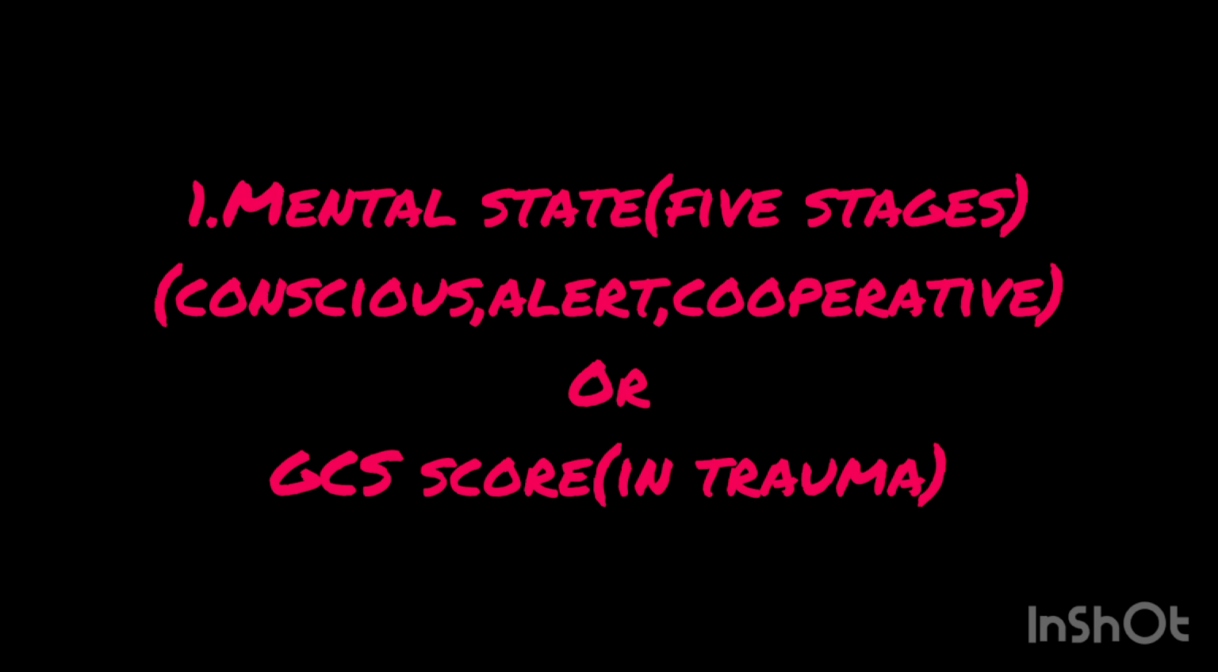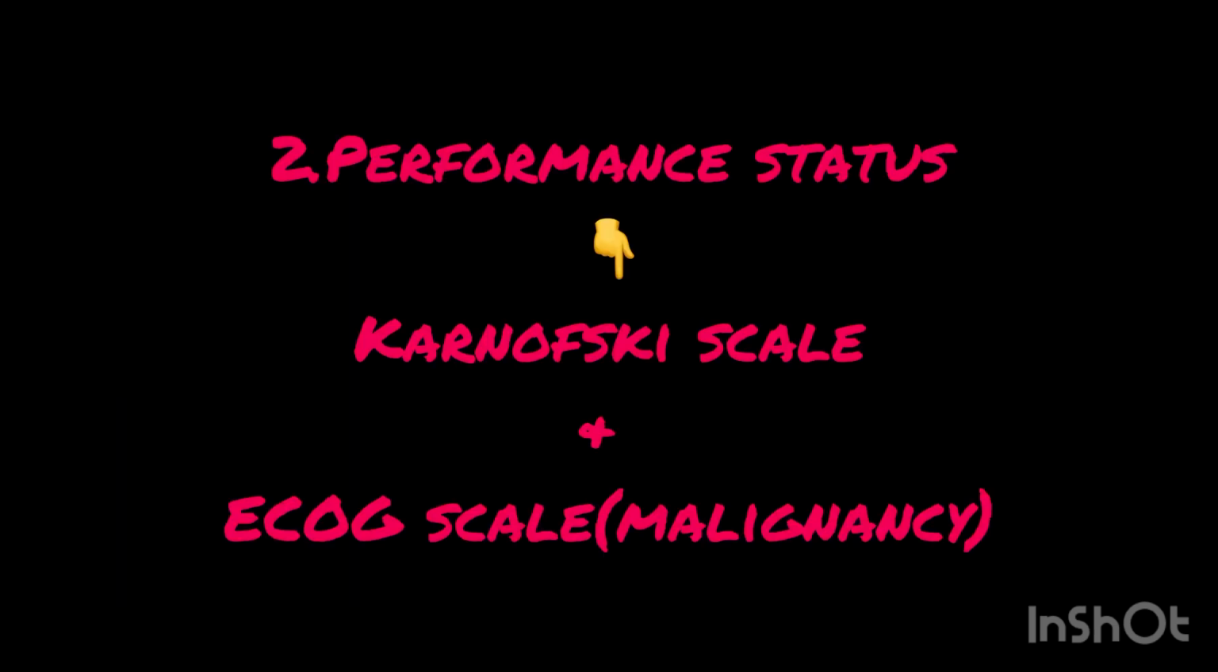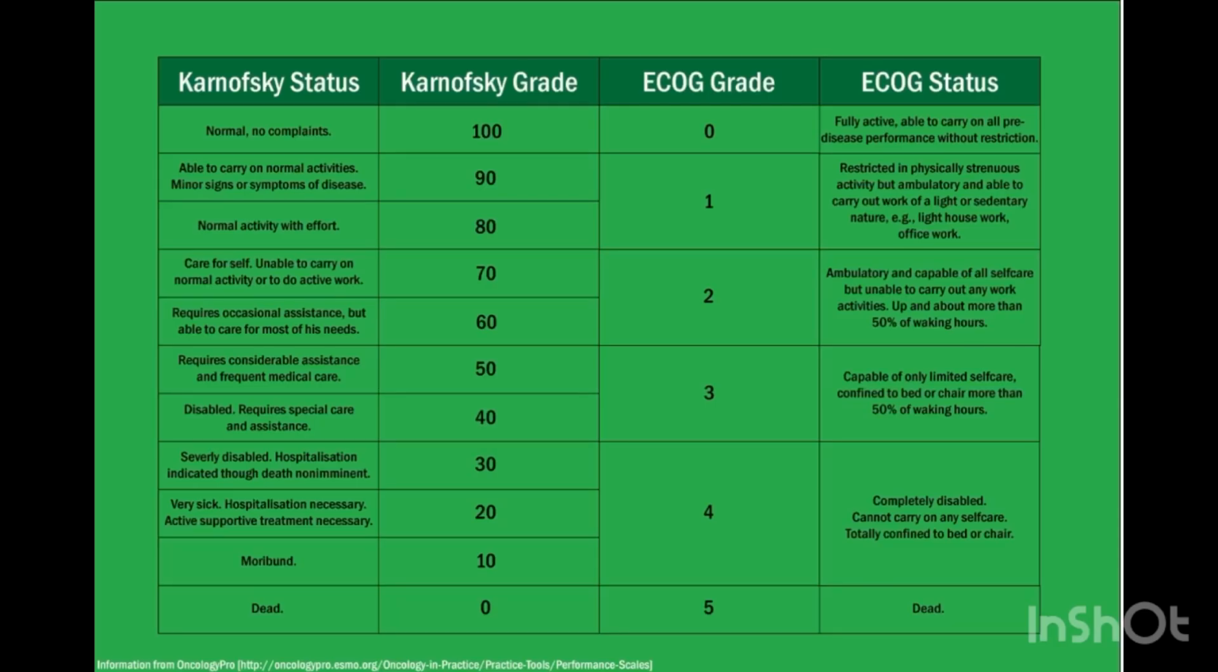So it has one parameter like mental state or GCS score. Mental state has 5 stages. So if the patient is not fully conscious and oriented, you can stage it. Then the second parameter is performance status. It has Karnofsky scale or ECOG scale. ECOG scale we mainly use when the patient is having any malignant disorder, cancer. Karnofsky scale we use in benign diseases. So this is the chart of Karnofsky status and ECOG grade. So you can mug it up.